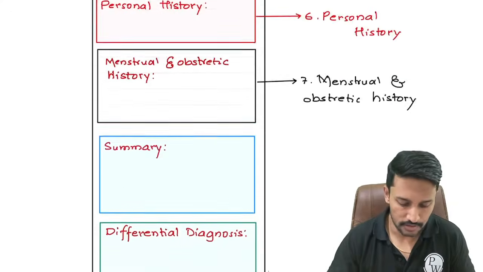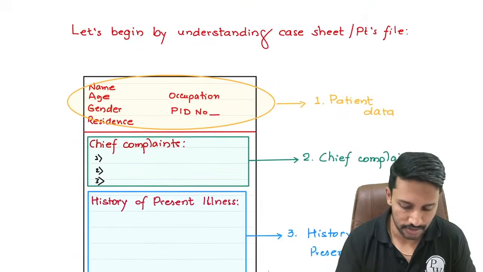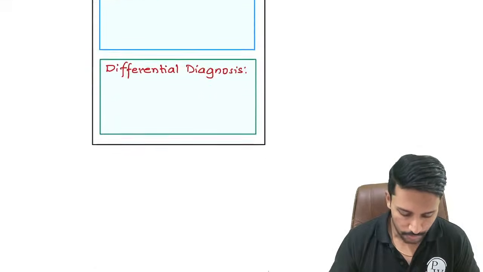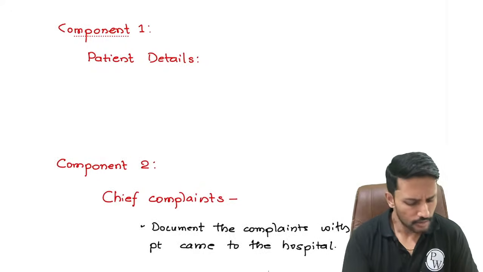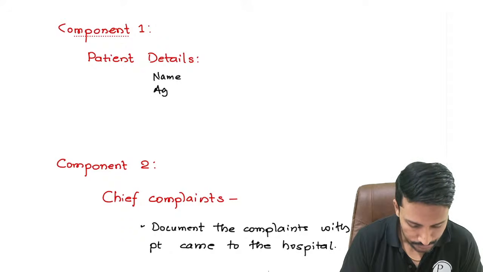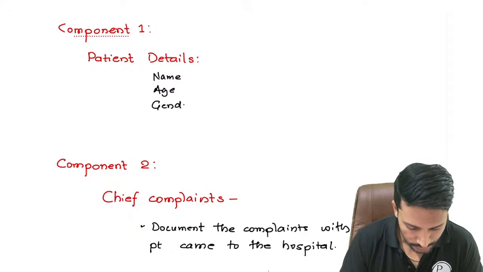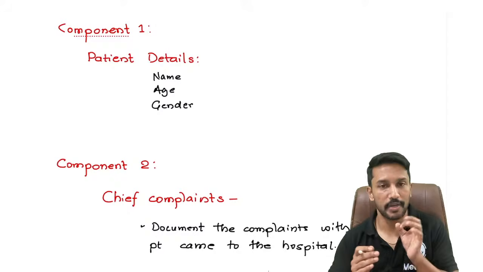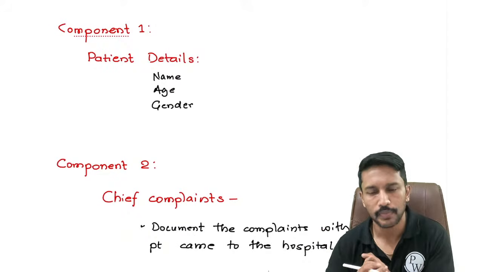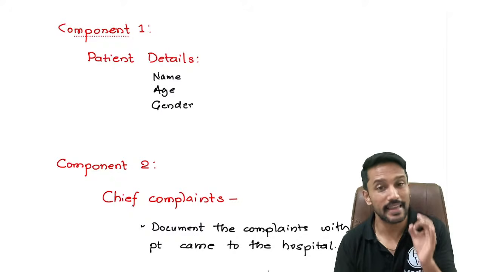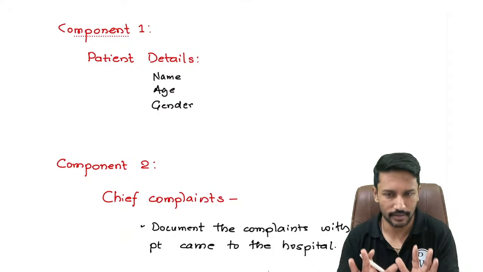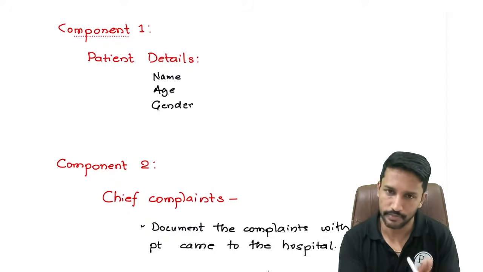So we'll begin with the first component, which is about the patient's data or patient details. How do I document the patient's details? Of course, we document the patient's name, age, and gender. Where I should get the patient's age and gender from is a question, because nowadays there are issues regarding that. When we are documenting, it is the age declared by the patient. We are not supposed to do Aadhaar verification, OTP and all that. Whatever age the patient declares, we will document it.